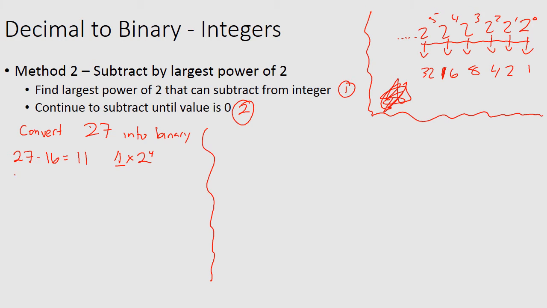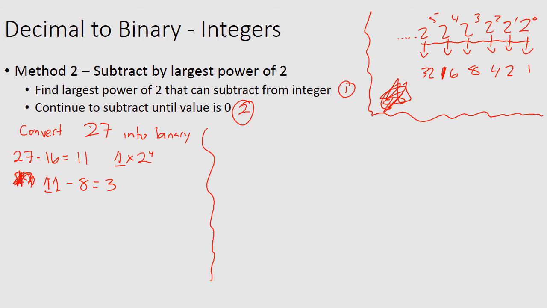Then we're going to ask ourselves about 11. So 11 minus what is the next largest number that we can subtract, and in this case it is 8. So 11 minus 8, we have 3.